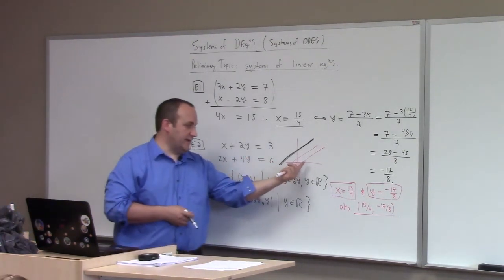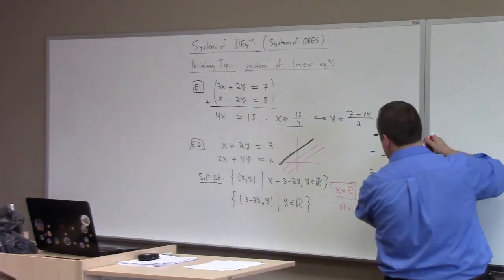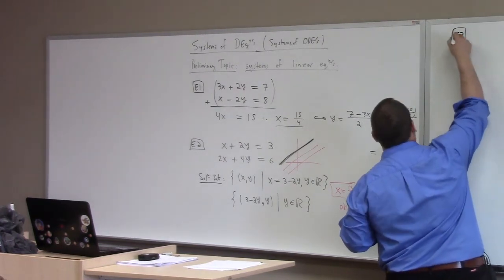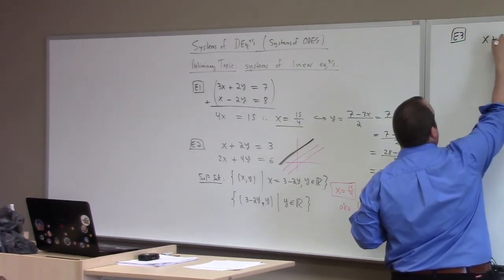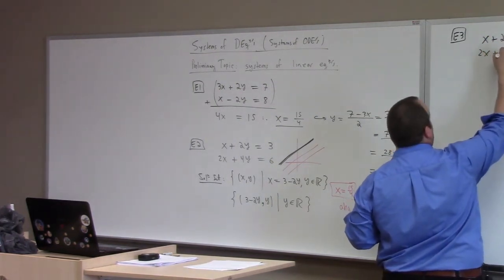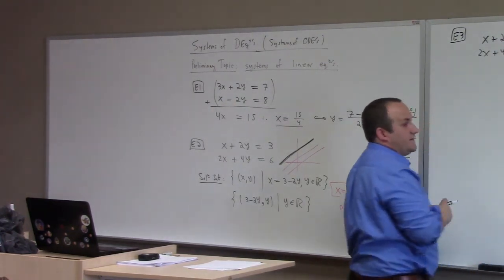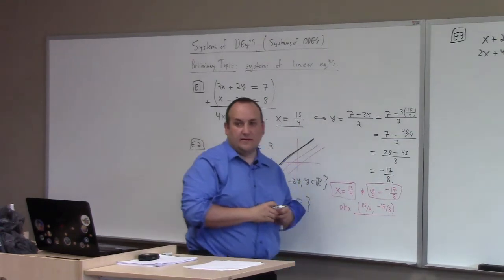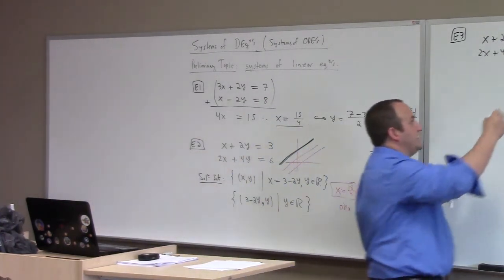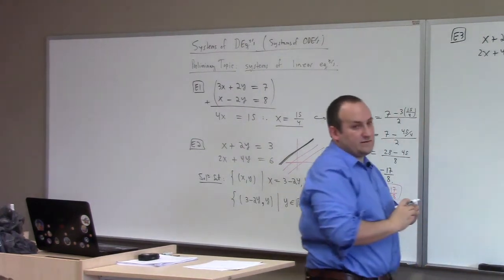The red here, how would I get the red system? Let me make that example 3. What if we had x plus 2y equals 4 and 2x plus 4y equals 6? Then they don't have the same y-intercept, but they'd have the same slope. So graphically, there's no point of intersection.